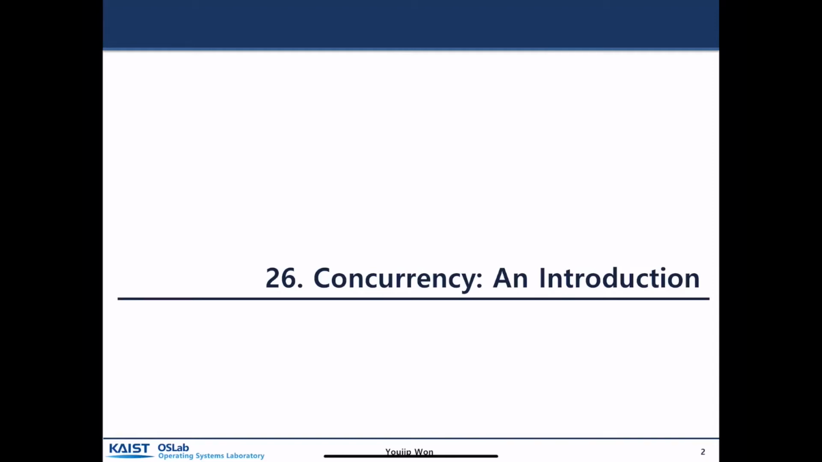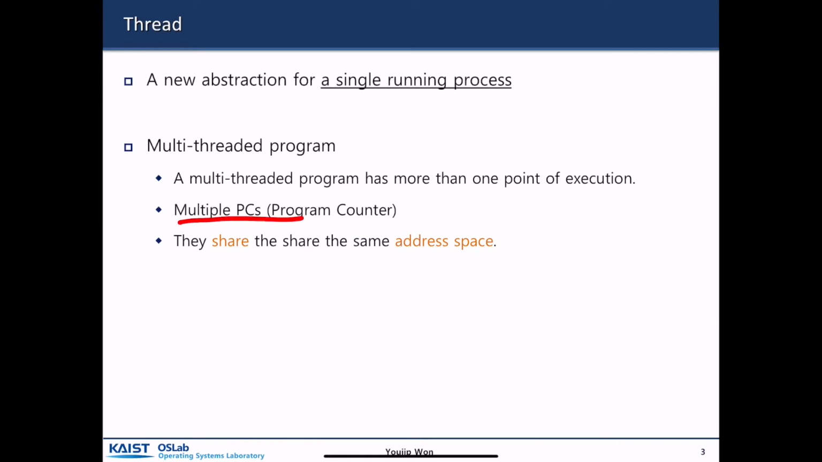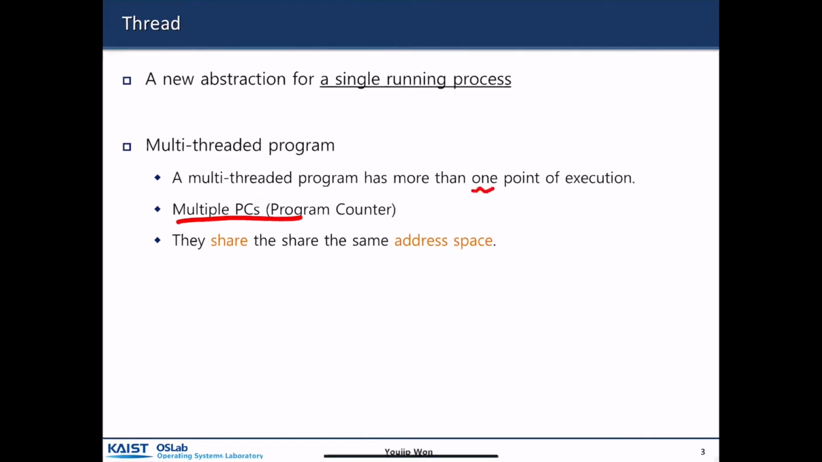In this lecture, we'll deal with concurrency. Before I move on, we'll deal with the basic concept called thread. It's a new abstraction for a single running process. A program can contain multiple threads. A multi-thread program has more than one point of execution.